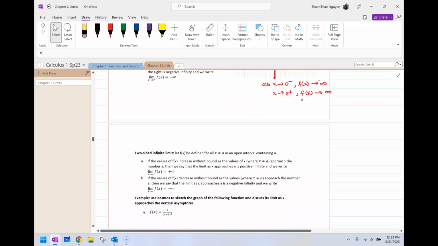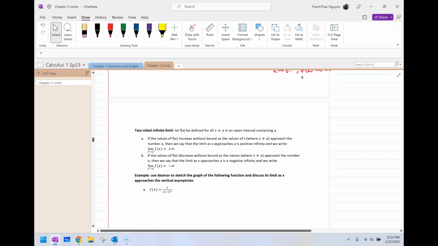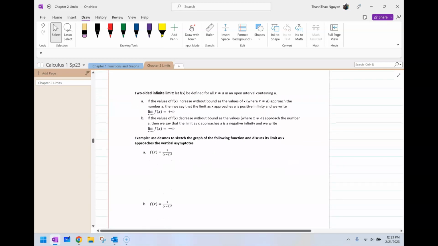We can also have a two-sided limit. Let f of x be defined for all x not equal to a in an open interval containing a. If the value of f of x increases without bound where x is not a and approaches the number a, then we say that the limit as x approaches a is positive infinity, and we write the limit as x approaches a equals positive infinity.